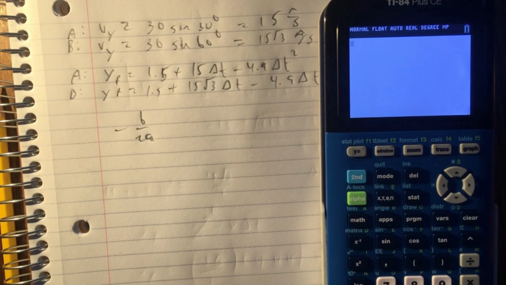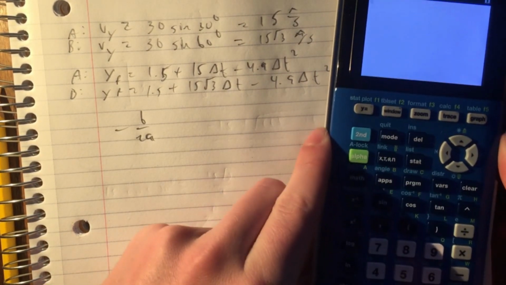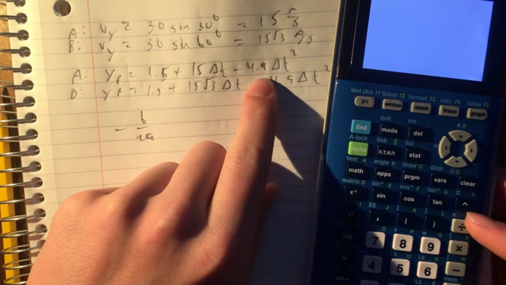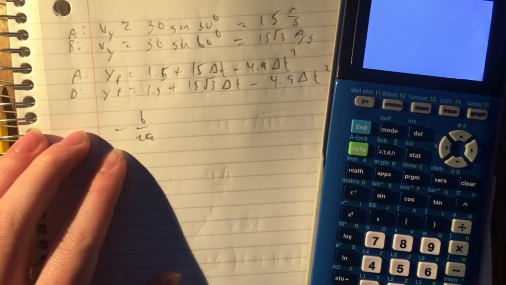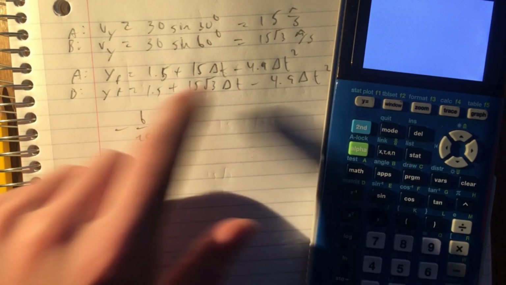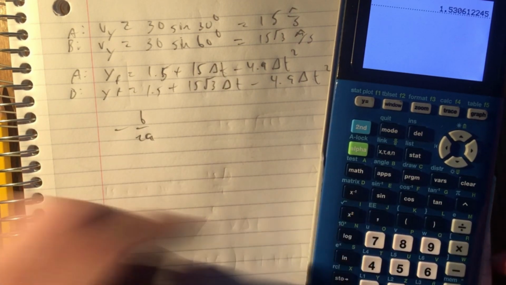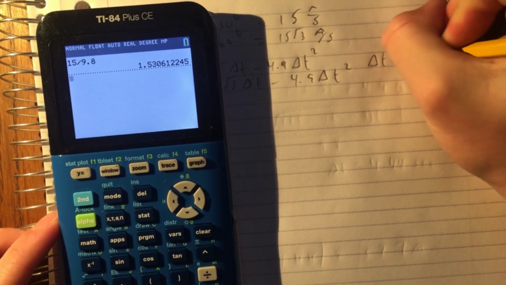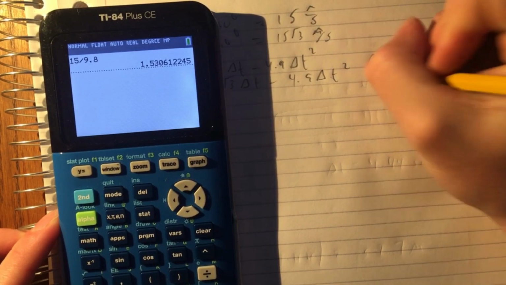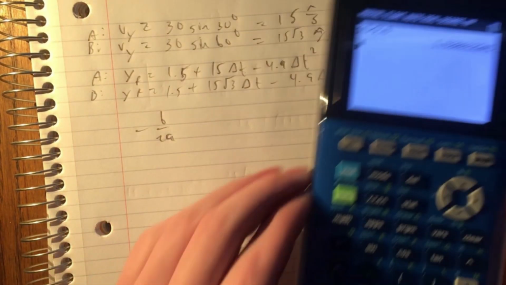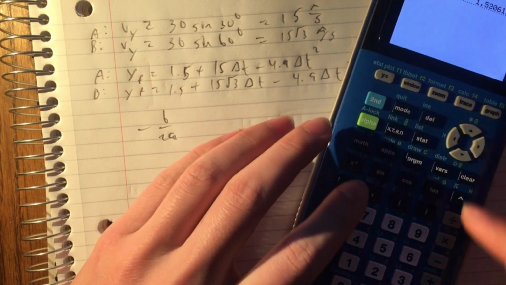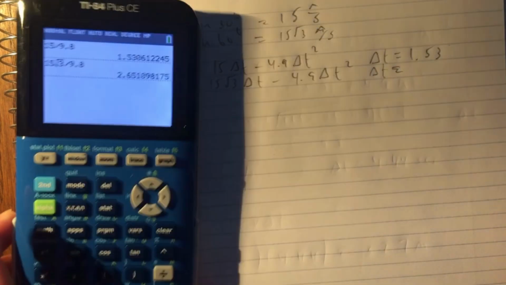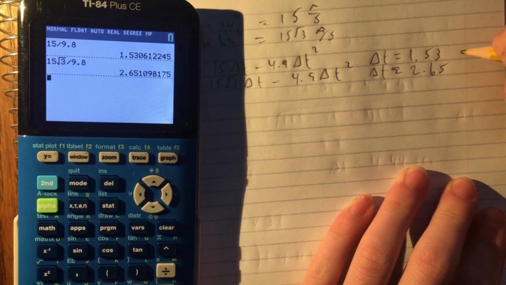Okay, so for A, our b is going to be 15, and then divided by 2a, so a is negative 4.9, but in this case we have a negative in front of everything, so we can just cancel out the two negatives and do 15 divided by 9.8. So for the change in time of A, where the arrow reaches its max height, we have 1.53. And for B, let's see, we have 15 root 3, and then just divided by 9.8 again, 2.65 seconds.